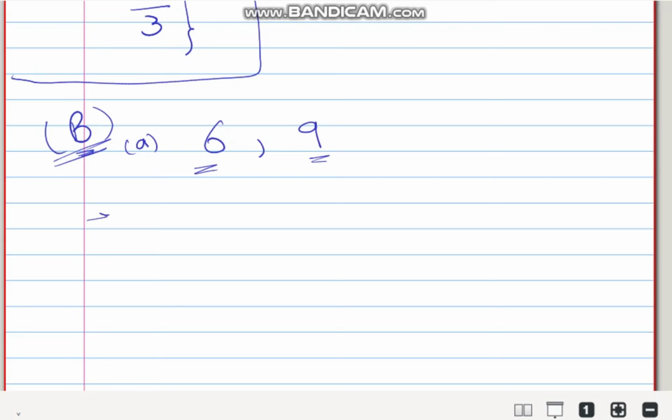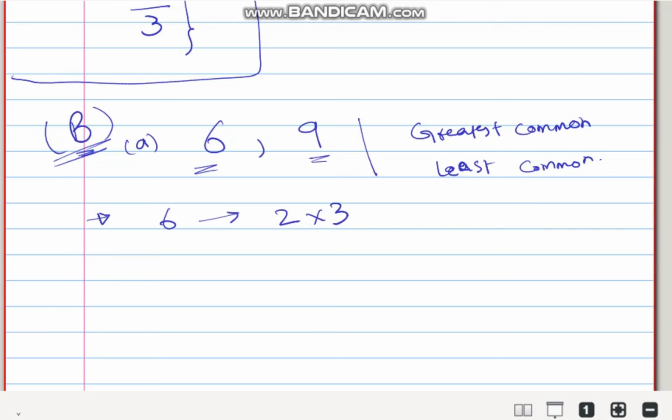Basically, first of all, please note the things. Let me write here what we require: greatest common, and the least common. This is basically the question. So first of all, just break the 6. How can we factorize the 6? 2 cross 3 is the simple factorization. Similarly, how can we factorize the 9? 9 can be factorized as 3 cross 3.